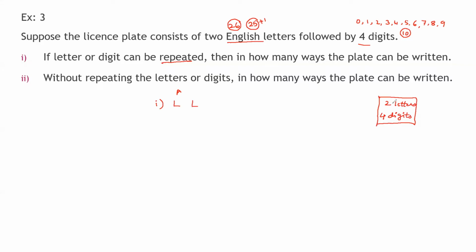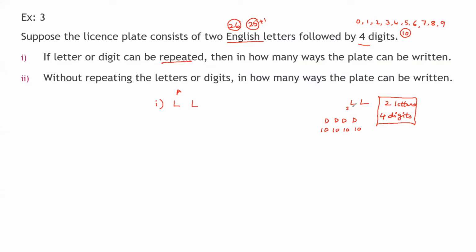Two letters we have already seen, that is L and L because it is repeated. Digits also can be repeated. So how many digits are there? Four digits: digit, digit, digit, digit. How many possible things are there? 10. As next also it has to be repeated. You can repeat these. So again 10, 10, 10.